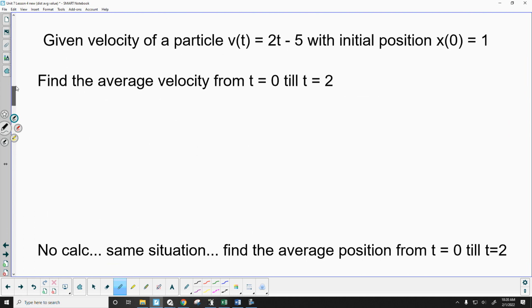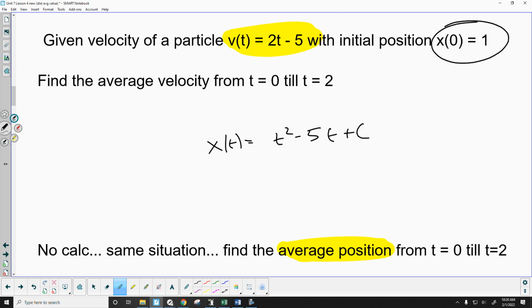being careful. I sometimes am cruel to you. I give you a velocity, and then I ask you to find the average position. You will have to find the position function. Okay, that's easy: t squared minus 5t plus c. I got x of 0 is 1. You guys remember how sometimes we had to find c? Boom.